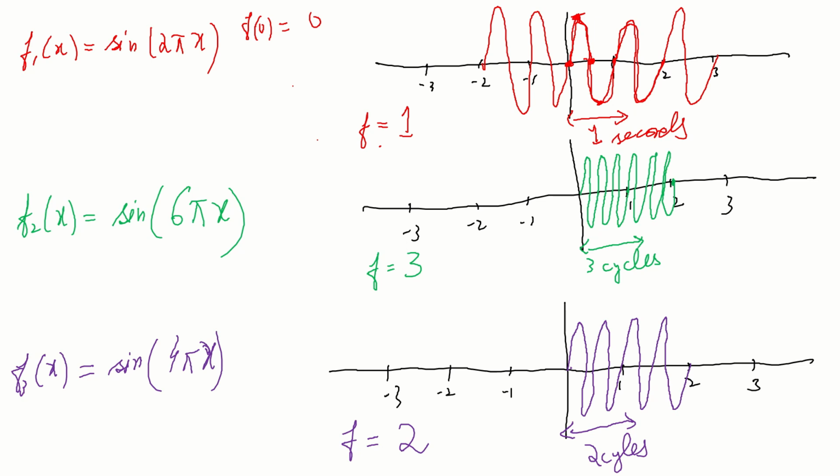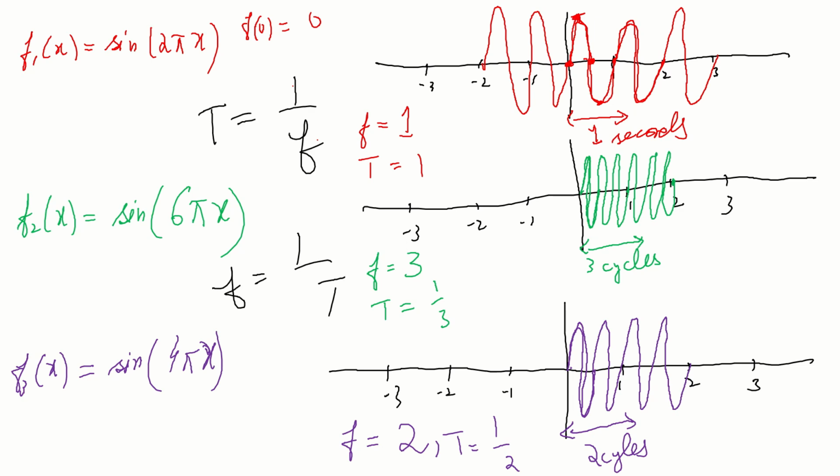There is another related concept called the time period, denoted by the capital letter T. The time period is the time it takes to complete one cycle. The higher the frequency, the lower the time period, and vice versa. Frequency and time period are inversely related. The time period of the first function is 1 second. The time period of the second function is 1 by 3 because it takes 1/3 of a second to complete one cycle. Likewise, the time period of the third function is 1/2 of a second. In fact, the time period is equal to 1 over frequency.